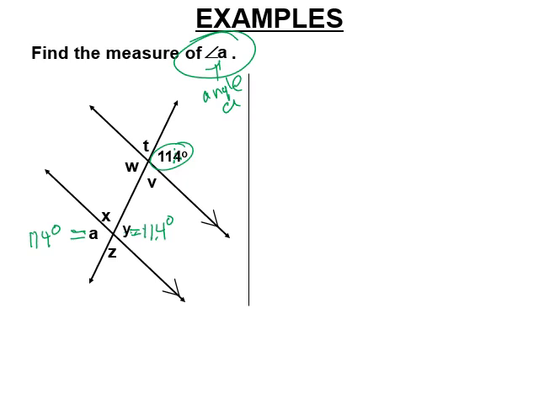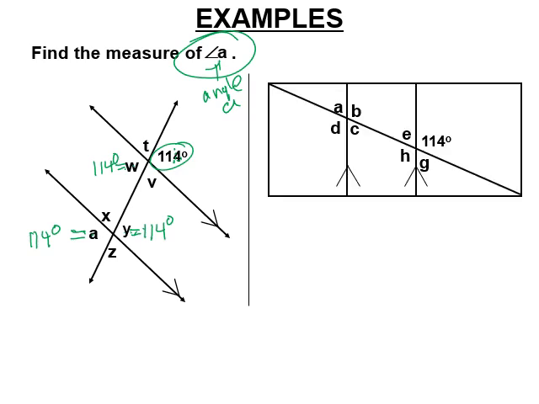You also could have done it other ways, right? W is vertical to the 114, and W and A are corresponding. That's not a decimal point. All right, so this weird picture is the same idea. So here's our transversal. They're the parallel line symbols. So H here is 114. What are we trying to find? We're trying to find A again.